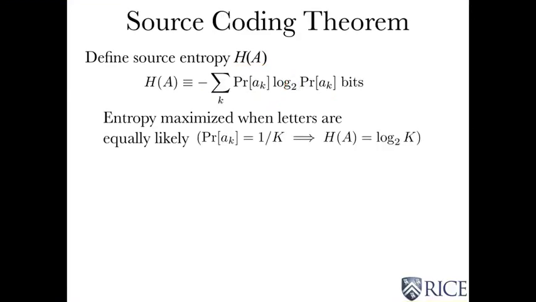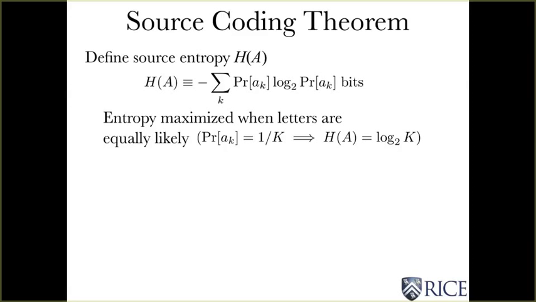Now the entropy has a couple of important properties. What's the set of probabilities that maximize the entropy? That occurs when the letters are equally likely. So there are k letters, so the probability of each is 1 over k. And you can show by taking derivatives, it's just a calculus exercise, that the entropy is maximized in this case, and you get for the entropy the log base 2 of the number of letters in the alphabet. So that's the biggest entropy can be.